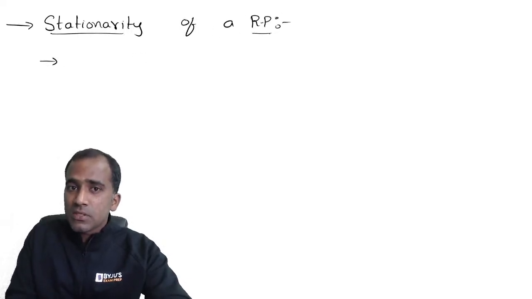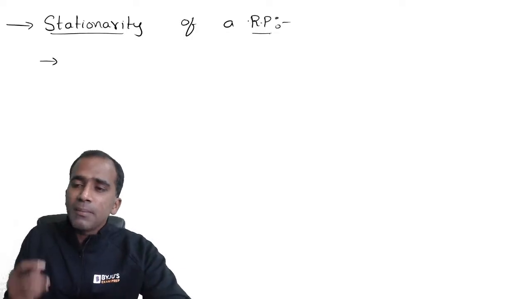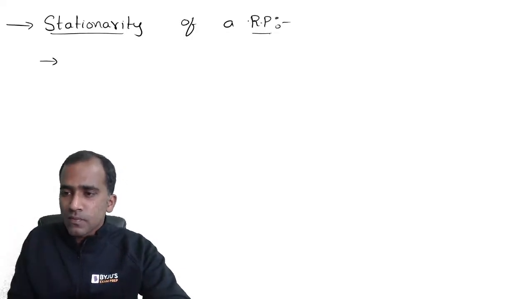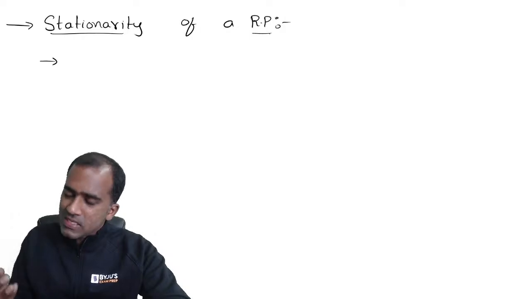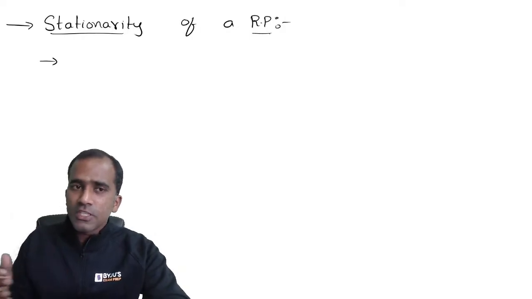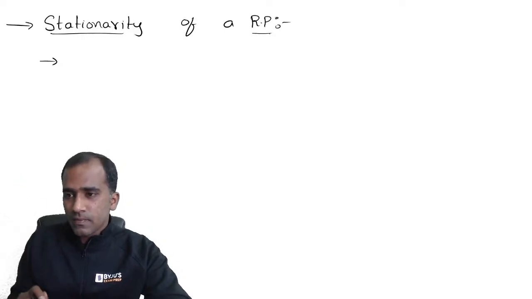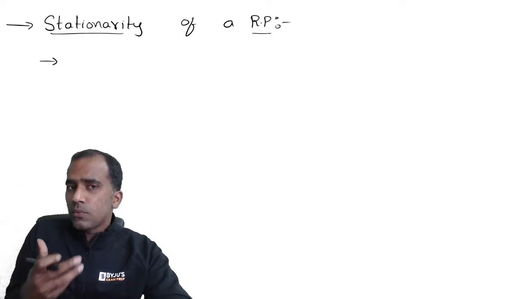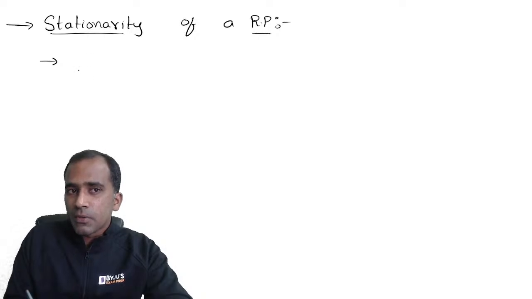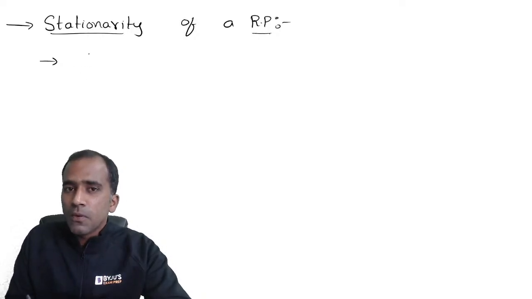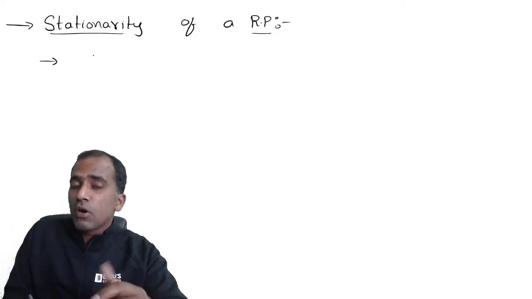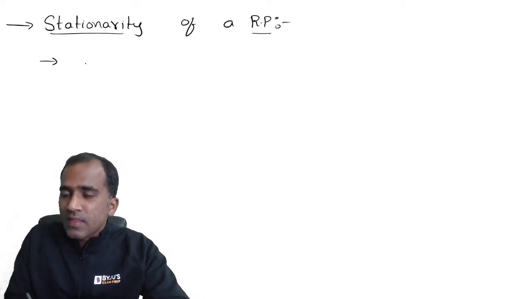We are saying random process, which means at every instant of time, you are not able to see the values. You don't know the values now, at the next instant of time, or at any future instant of time. We don't know what value the random process takes. So what is the meaning of stationarity of a random process? Stationarity means something is not changing. What will not be changing for a random process is the characteristics of randomness.